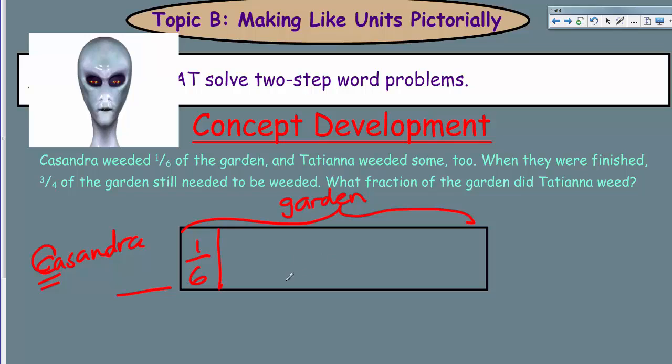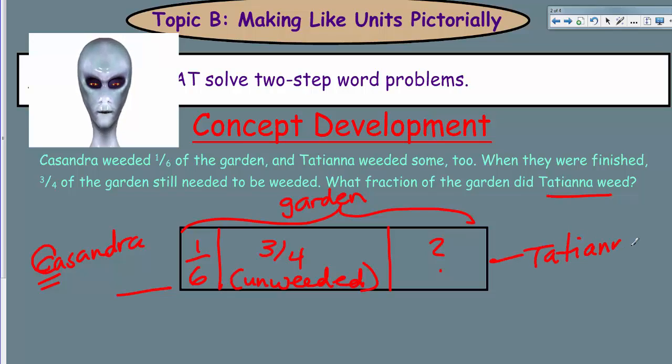So if she did the 1/6 here, then we need to show another amount. And that would be probably a larger, pretty good portion, which was the part that was unweeded, right? And that part was 3/4. And so this part I'm just going to put down here, unweeded. Okay? This last part is the amount that Tatiana did. Okay? So I'm just going to write her name over here.